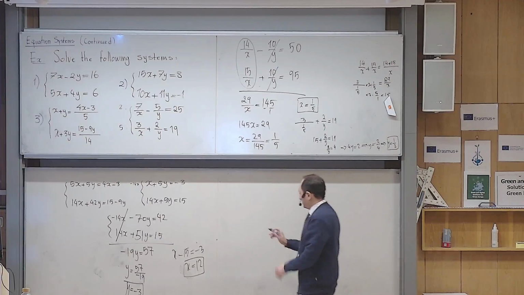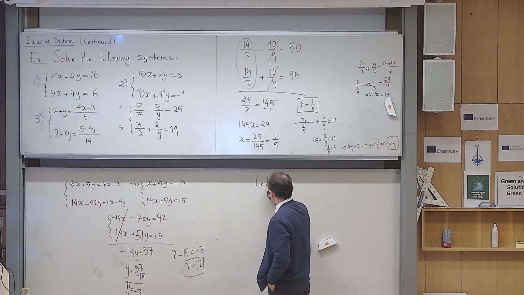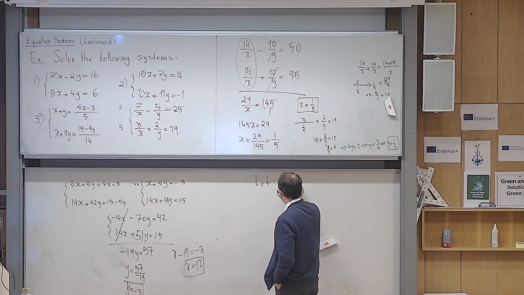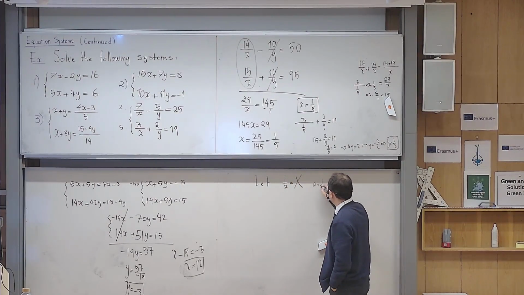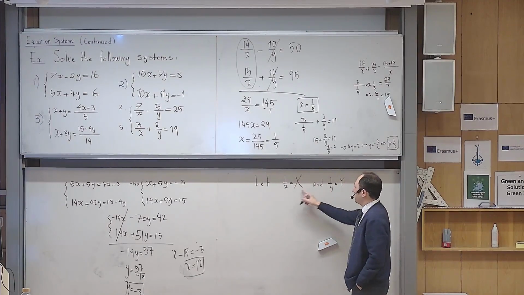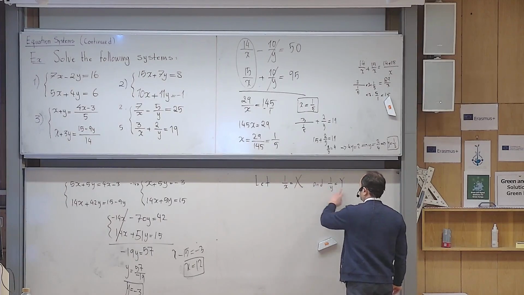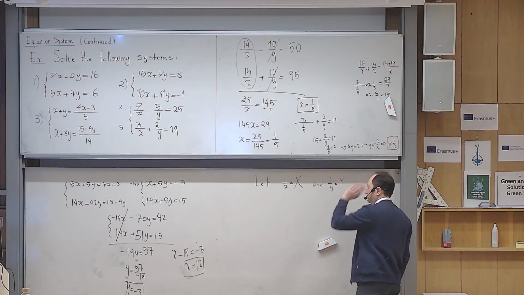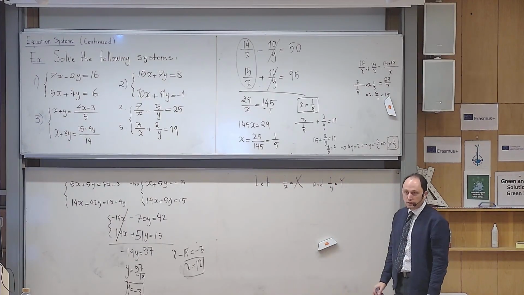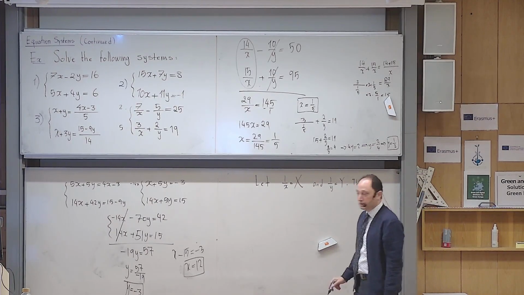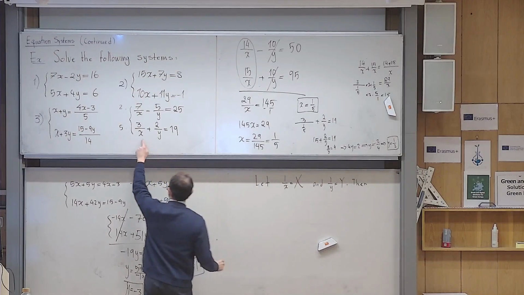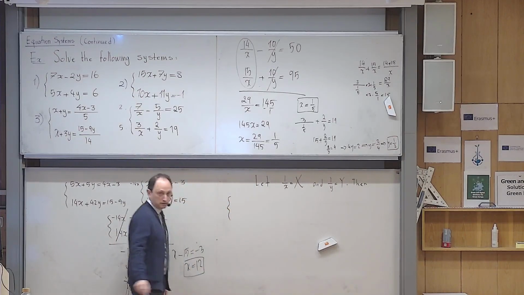I would say let 1 over x be called capital X, and 1 over y be called capital Y. These are arbitrary names. If you're comfortable writing capital X and Y, choose different two letters. Okay? Then what happens for my system?